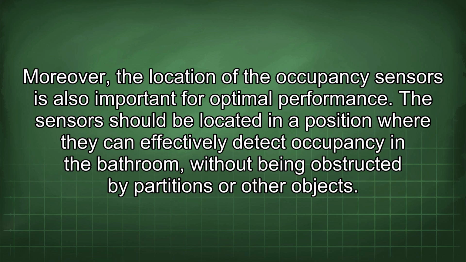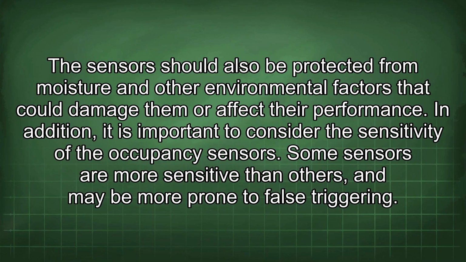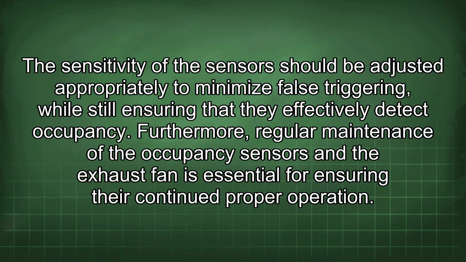Moreover, the location of the occupancy sensors is also important for optimal performance. The sensors should be located in a position where they can effectively detect occupancy in the bathroom without being obstructed by partitions or other objects. The sensors should also be protected from moisture and other environmental factors that could damage them or affect their performance. In addition, it is important to consider the sensitivity of the occupancy sensors. Some sensors are more sensitive than others and may be more prone to false triggering. The sensitivity of the sensors should be adjusted appropriately to minimize false triggering while still ensuring that they effectively detect occupancy.